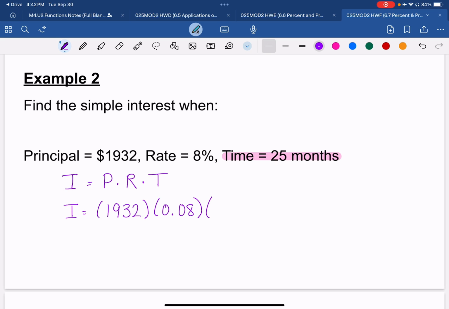Since my time is in months, and there are 12 months in a year, if I wanted to make this in years, that would be 25 out of 12. So I'm going to put 25 out of 12 for my time. Then I put that in my calculator, and that gives me an interest of $322.